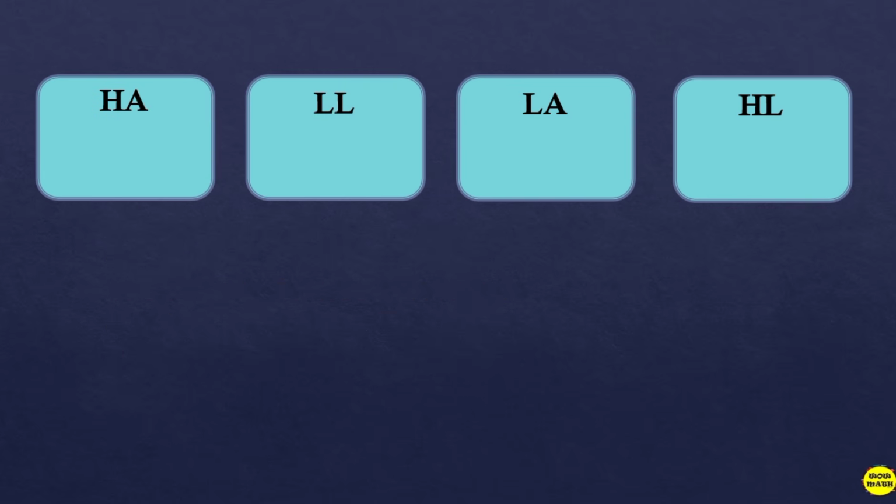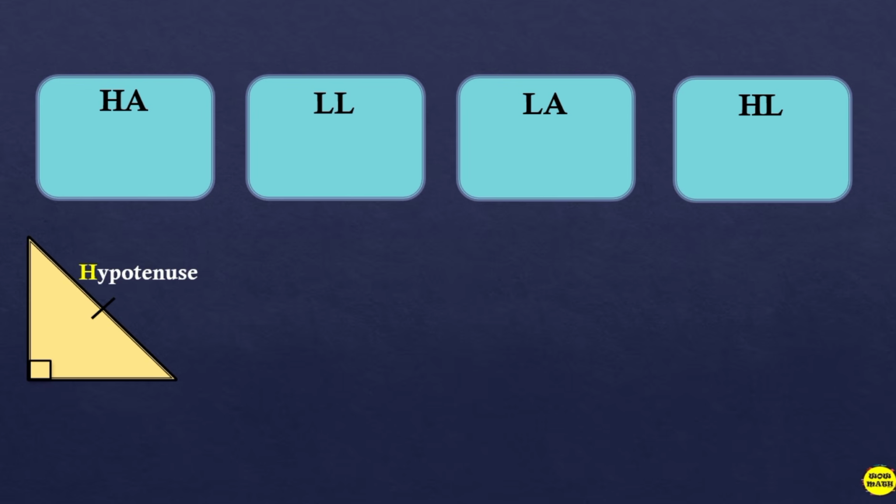So, ano ba muna itong parts ng triangle, itong H, A, L, L, L, A, and HL? Ano ba itong H, A, at L? Punta muna tayo, i-discuss natin kung ano ba itong H. H stands for the hypotenuse, and A stands for your acute angle. This is only applicable for right triangles.